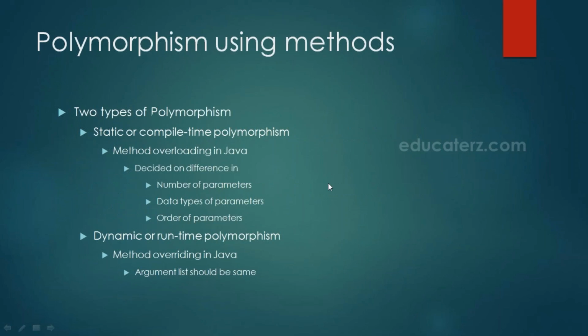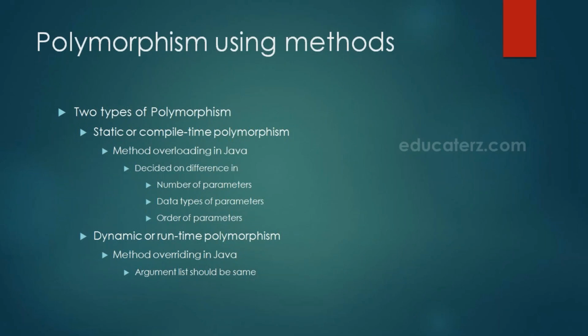Next is polymorphism using methods. If the same method performs different tasks, then that method is said to exhibit polymorphism. We basically have two types of polymorphism: static or compile time polymorphism and dynamic or runtime polymorphism. The polymorphism exhibited at compile time is known as static polymorphism. That means when a method is called, the method call is bound to the method body at the time of compiling the program statically. Here the Java compiler will actually look at which method to be bound.